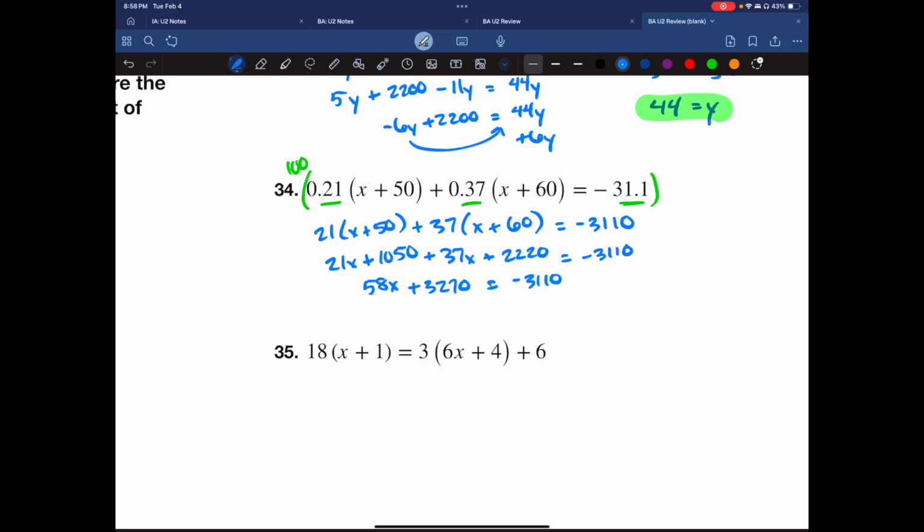Negative 3110, I'm going to subtract this over. Remember, both of my numbers have the same sign, so I'm going to add and keep the sign. So this is going to be 58x equals negative 6380. Divide. x equals negative 110.